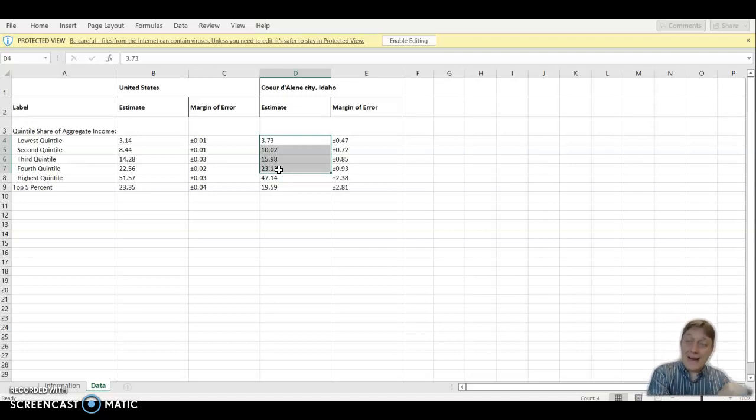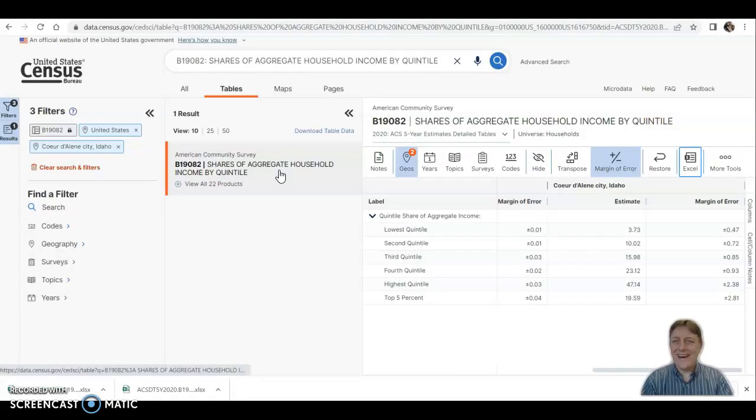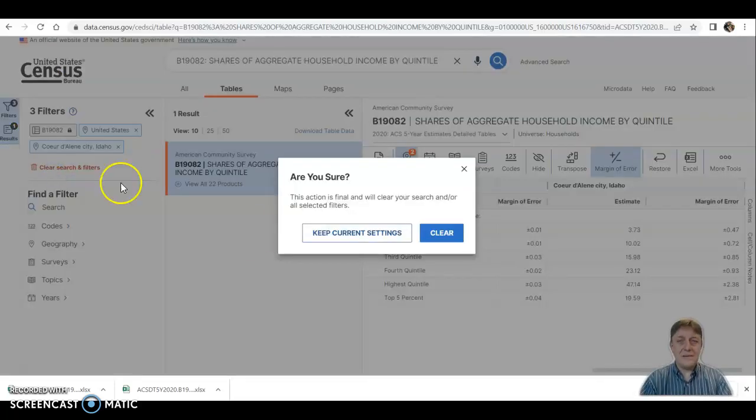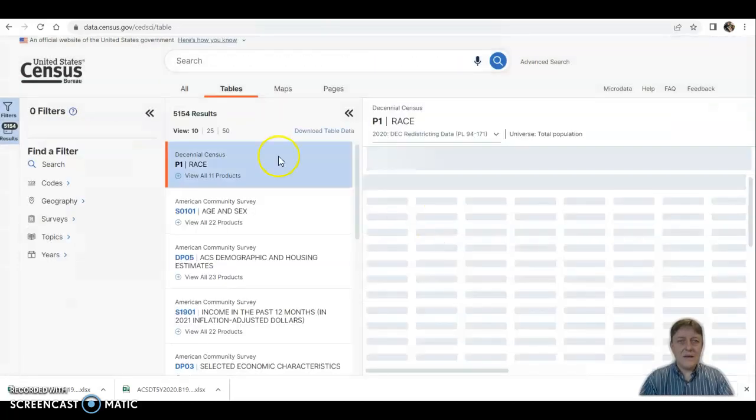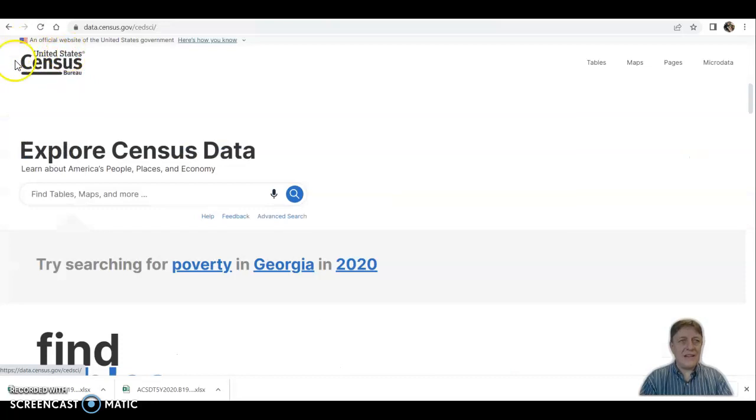Now, let's head back to that data.census.gov web page, and let's clear out the table here by heading right back to the beginning. We can clear the search and the filters here. So you see that in the upper left. I'll do so, and I'll clear. And now I'm going to head right back to the beginning by clicking the United States Census Bureau icon. Notice I'm right back at the beginning.